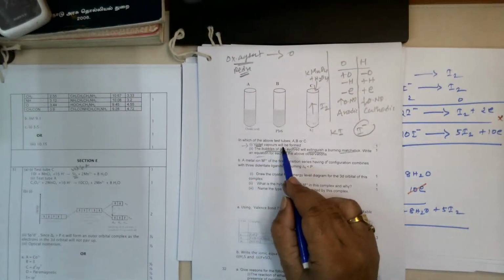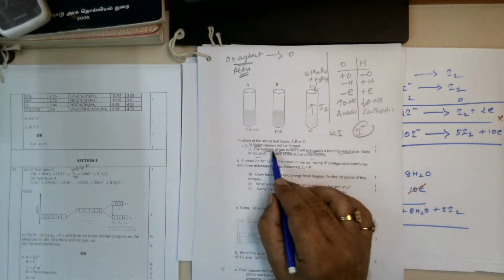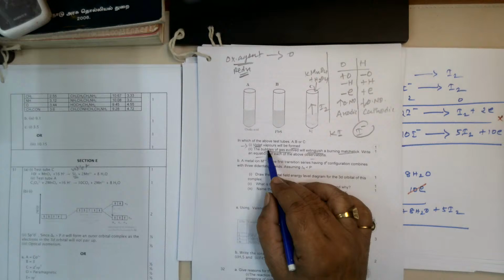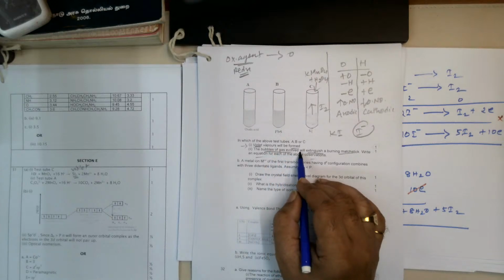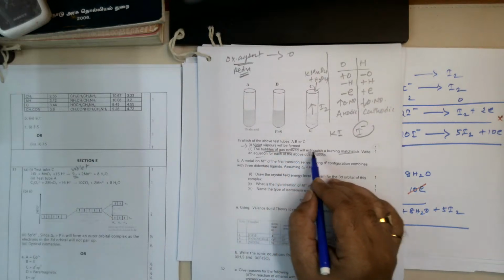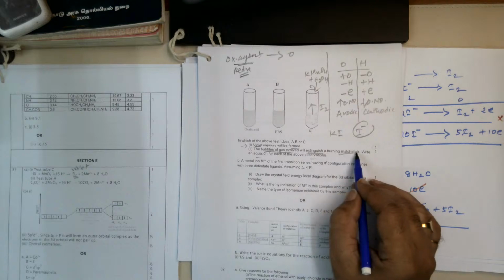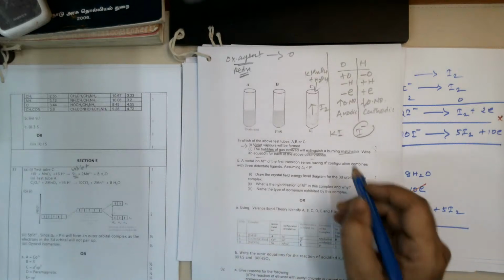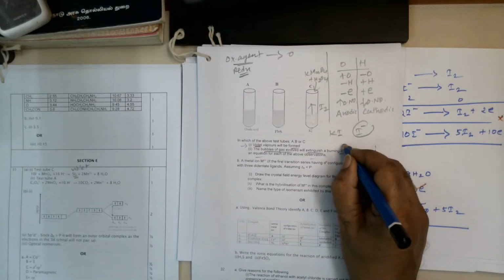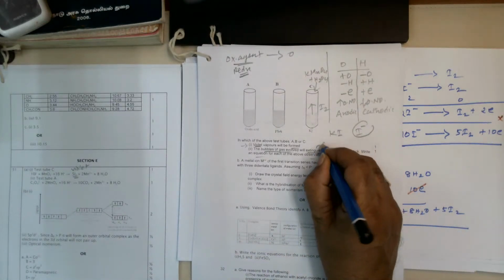Your violet vapors will be formed. It is pretty clear. In which other? Okay. In the second one, the bubbles of gas evolved will extinguish a burning matchstick. It means it releases carbon dioxide. That is the clue. When it extinguishes, it means it should release carbon dioxide. Is it not? So that is the clue.